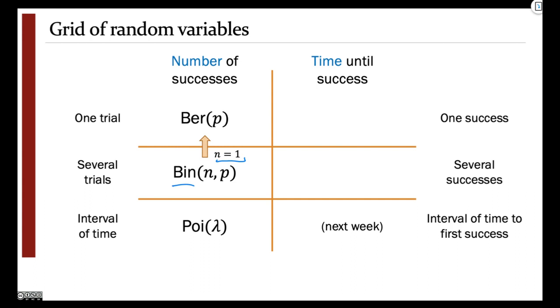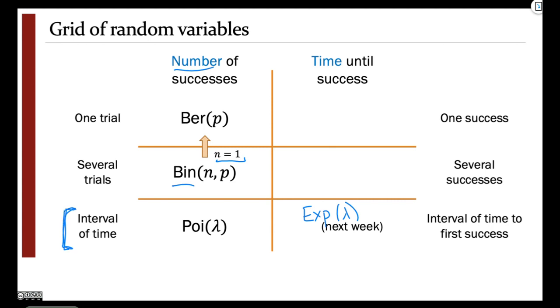Contrast this with the Poisson, which was not looking over numbers of trials, but instead an interval of time. Again, I'm still counting number of successes. For the right side of this grid, next week we're going to be learning a continuous distribution called the exponential distribution that will actually be capturing time until success for a given fixed interval of time.